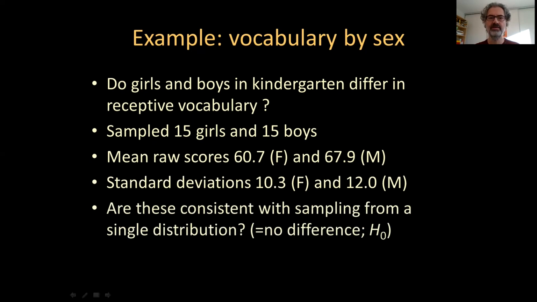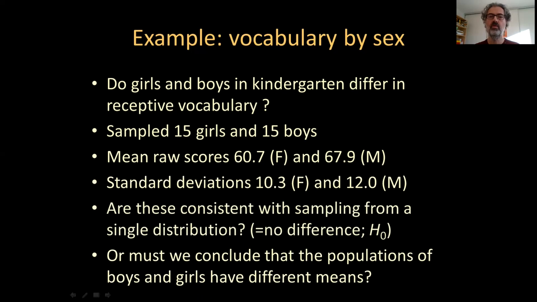And the question is, are these findings consistent with sampling from a single distribution? Or do we need to conclude that the populations of girls and boys have different means? Let's see how the sums of squares helps us reformulate this question.